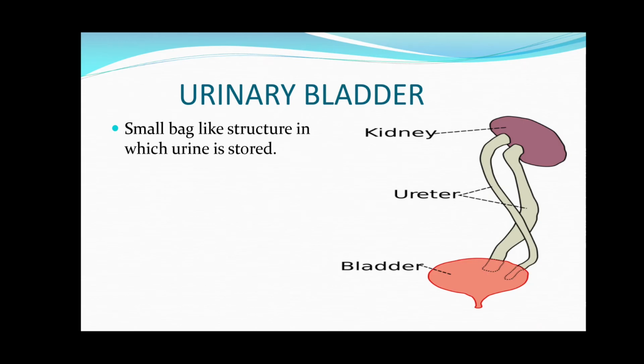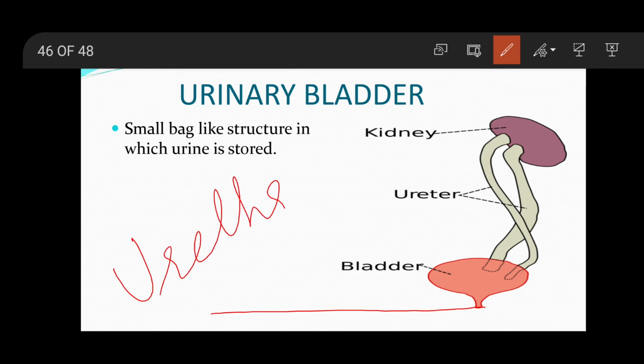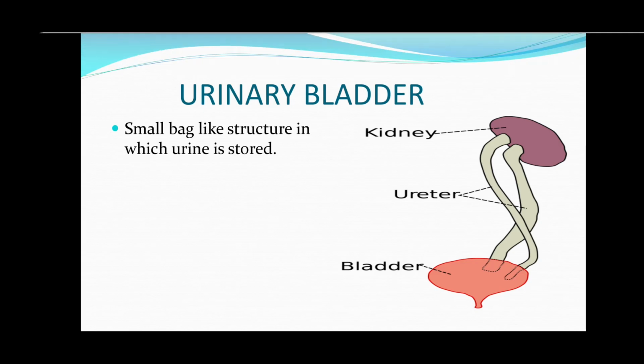And the last is the urethra. This is the small tube-like structure through which the urine gets discharged, and this tube-like structure is known as urethra. So from here the urine is being discharged.